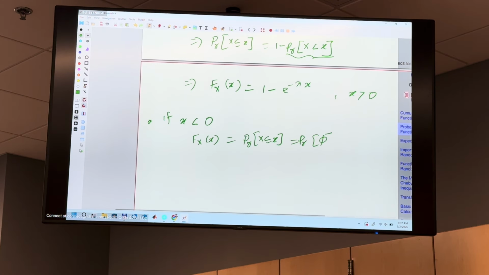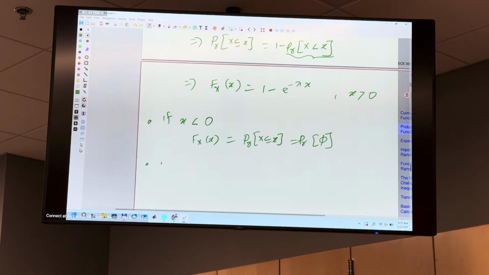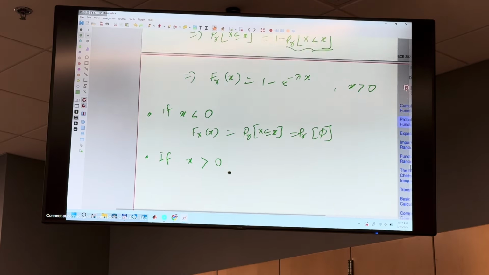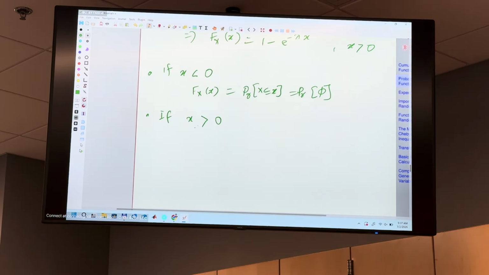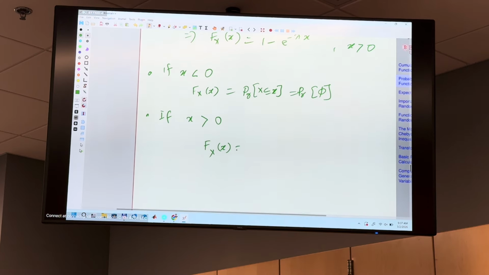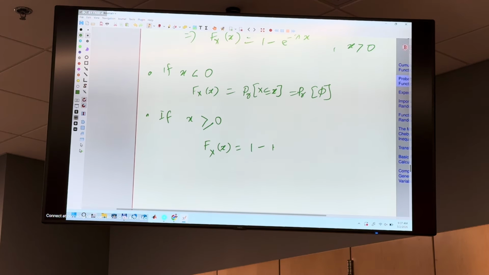It is an impossible event. And if x is greater than 0, it doesn't matter if it's greater than or equal or strictly greater than 0, it is simply f sub x, x. You can just put x greater than or equal to 0. It is 1 minus e to the negative lambda x.